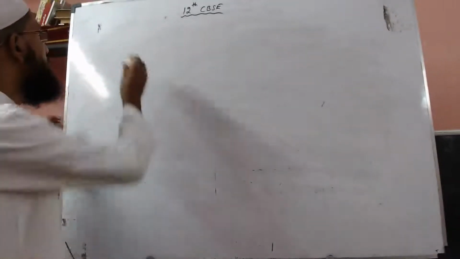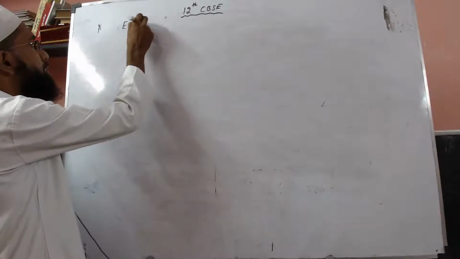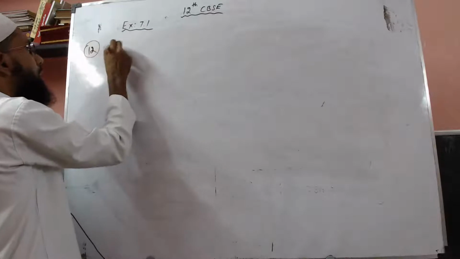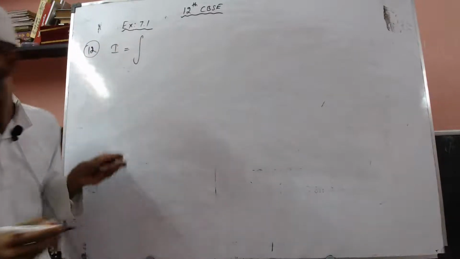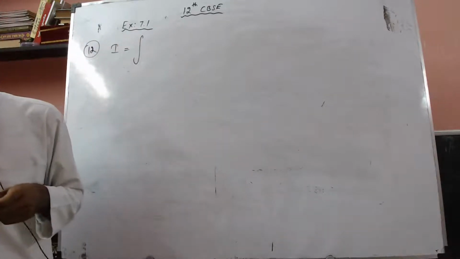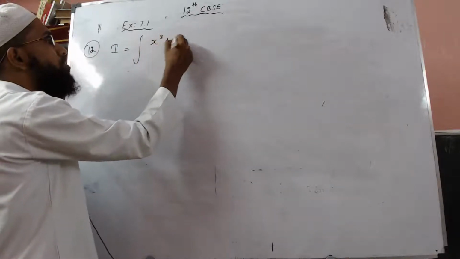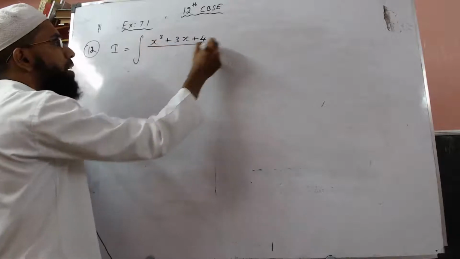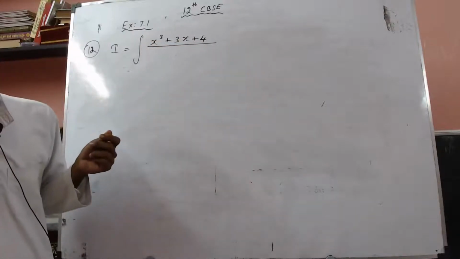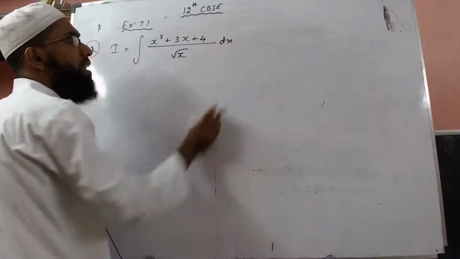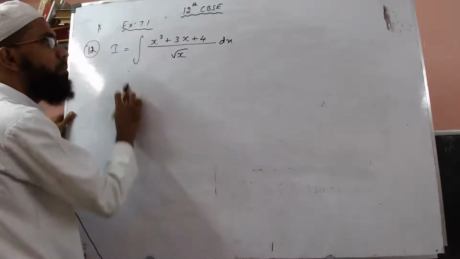So exercise 7.1, 12th sum: I equal to the integral of (x cube plus 3x plus 4) divided by root x dx. Now how can I write it? I can write root x as x to the power 1 by 2.